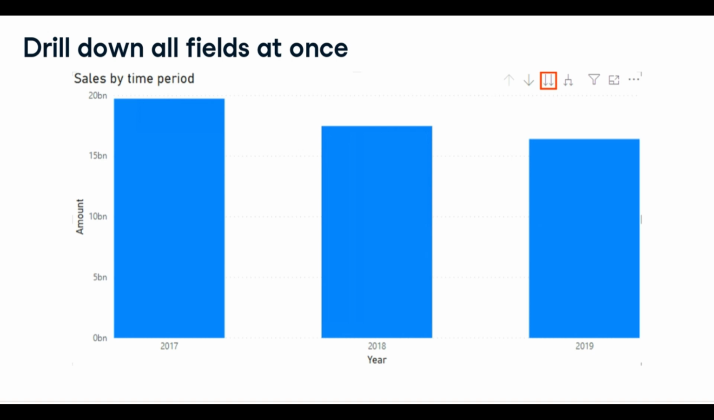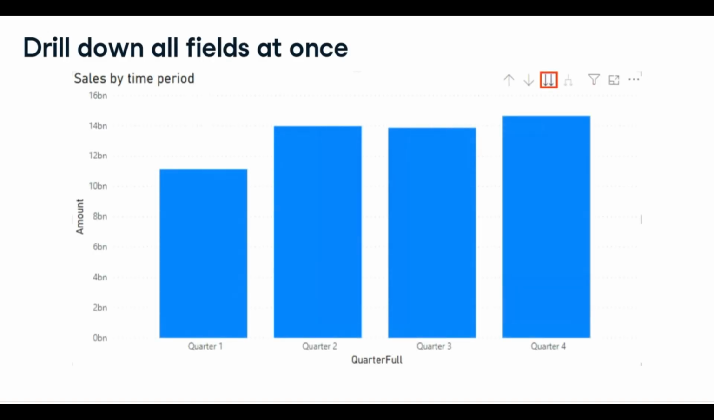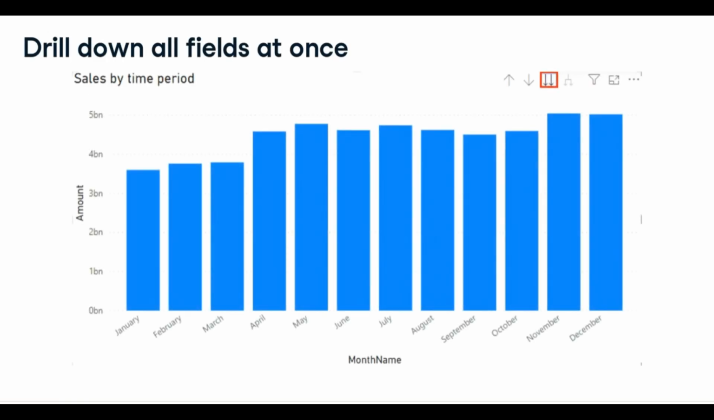Selecting the double arrows icon drills down on all fields at once. It takes you to the next level in the hierarchy. If you're looking at the year level, you can drill down to quarter level for all years, and then month level for all years. Note that the amounts you see here are the sales amounts by month for all years. So, the January amount is the total of January 2017, 2018, and 2019 added up.